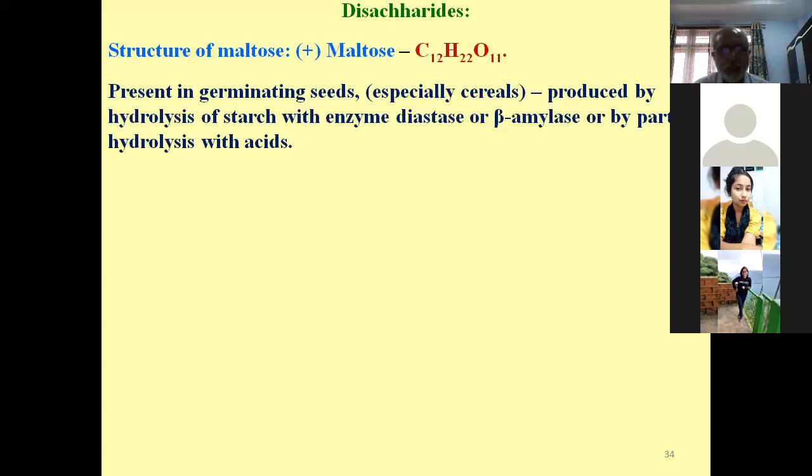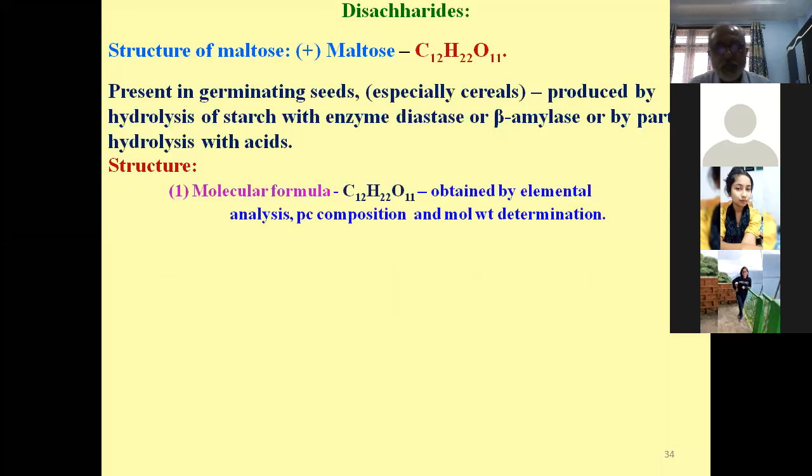Okay, then comes its structure. We have to see its structure. The first step of structural elucidation is to find out its molecular formula. The molecular formula is found to be C12H22O11. How do we get it? It is obtained by elemental analysis, percentage composition, and molecular weight determination.